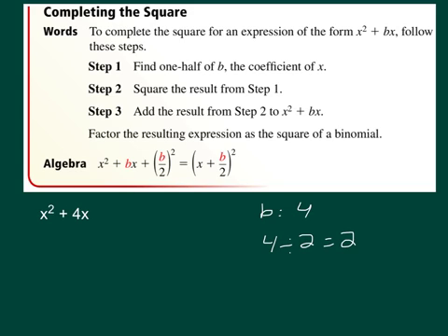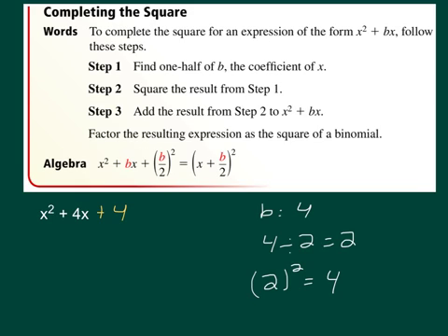And then step 2 says to square the result from step 1. So I'm going to take that 2 and square it, and that's going to equal 4. It won't always come back to the value that b was originally. This is just one particular example where it does. And I'm going to add that 4 to my expression. So I'm looking at x squared plus 4x plus 4.